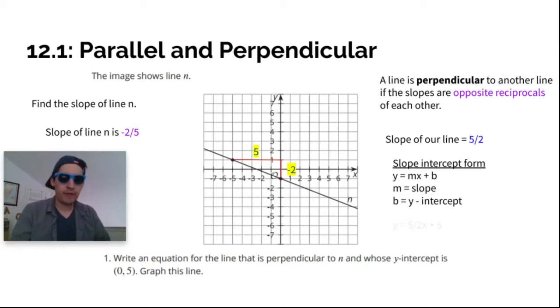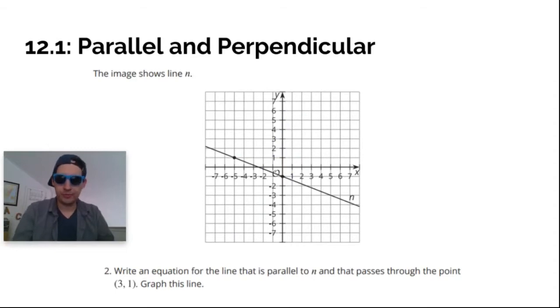You simply plug everything in. There's your equation for your line. If we were to graph this, you start at the 5, you use the slope, and that's what it looks like. Nice and perpendicular. Let's take a look at the next one. Number 2. Write an equation for a line that's parallel to line N and passes through the point 3, 1.